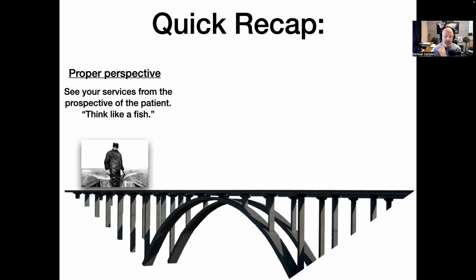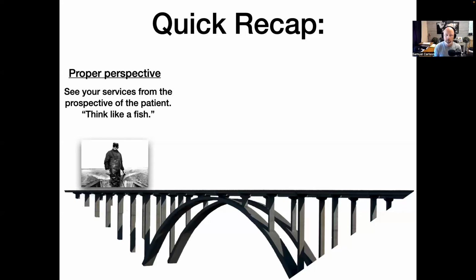Number 1, you must start off with the proper perspective. We told the story about Captain John Raid and about how he was the best fisherman of all the fishermen. And they said, well, what's the problem with most fishermen? He goes, when most fishermen go out to fish, they think like fishermen. When I go out to fish, I think like a fish.